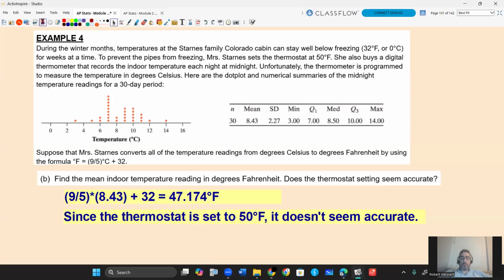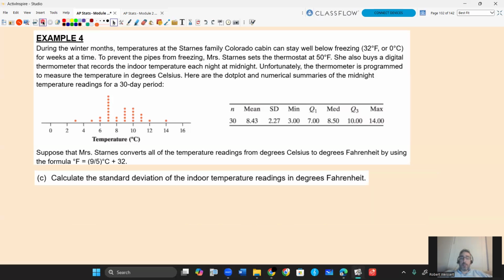Part C, calculate the standard deviation of the indoor temperature readings in degrees Fahrenheit. Well, with standard deviation, remember, we don't add or subtract, so that 32 will not get used. In fact, just ignore that when you're working with spreads. Just take your measure of spread, in this case the standard deviation, and multiply it by that number that's there. You'll get 4.06.